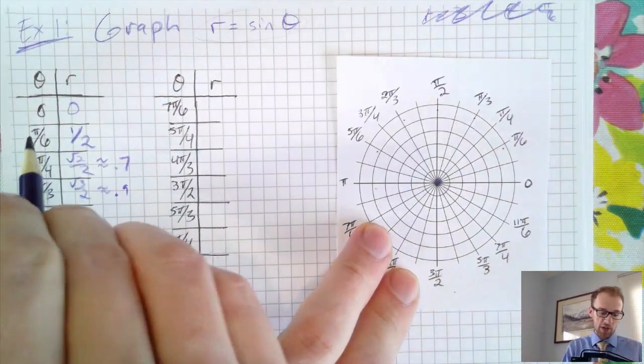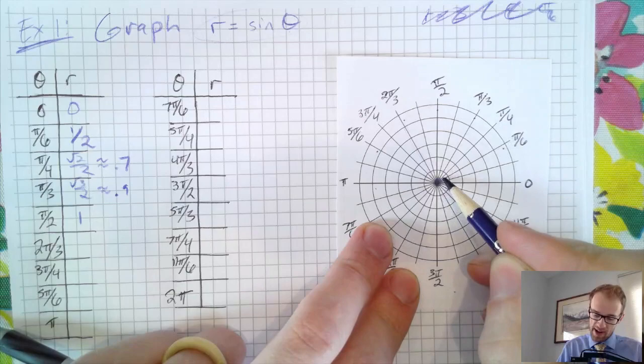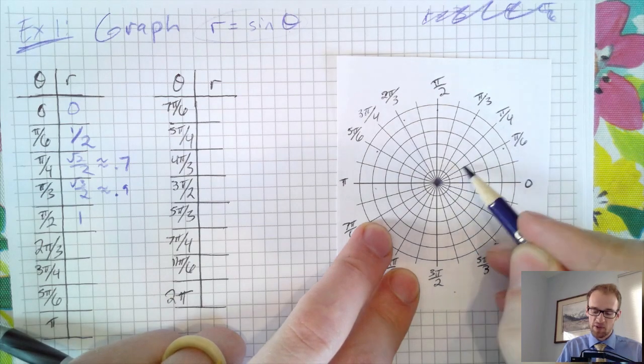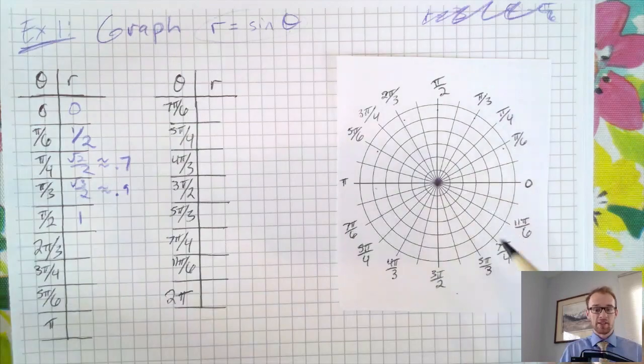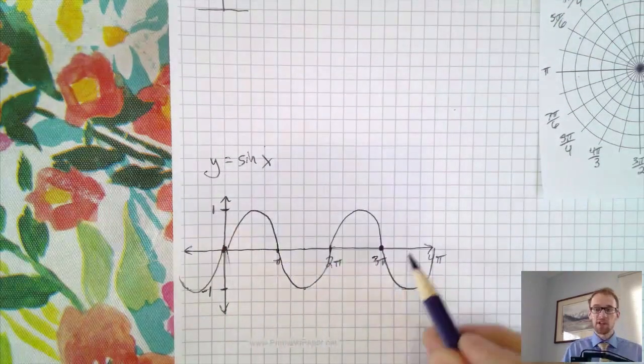Pi over 6, 1/2. Pi over 6 is this angle. 1/2 would be right here, but I'm deciding right now that I don't want that to be a half. I want half to be much further out, because we know that's the sine graph, right? Sine bounces between positive and negative 1.